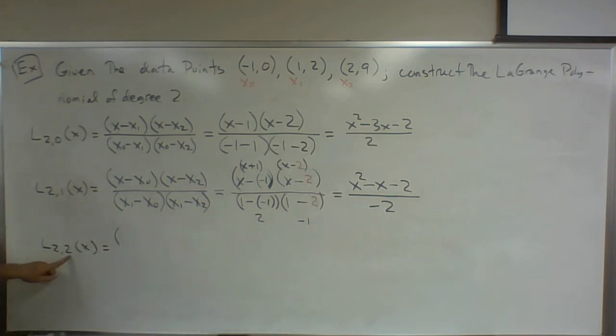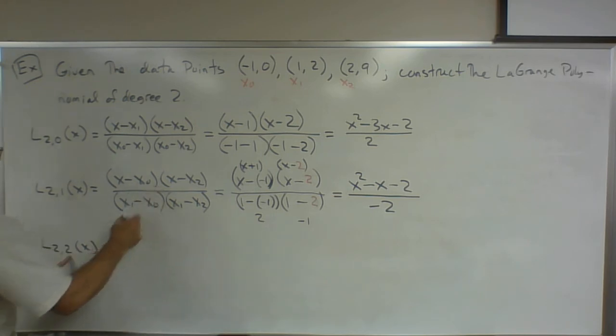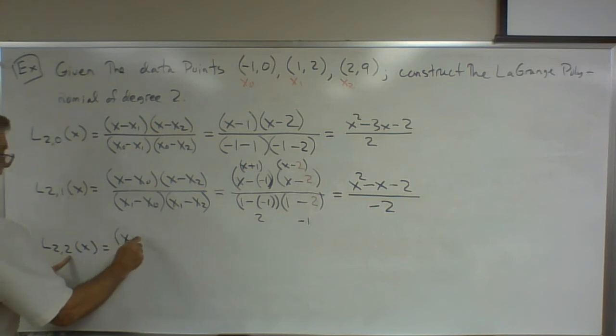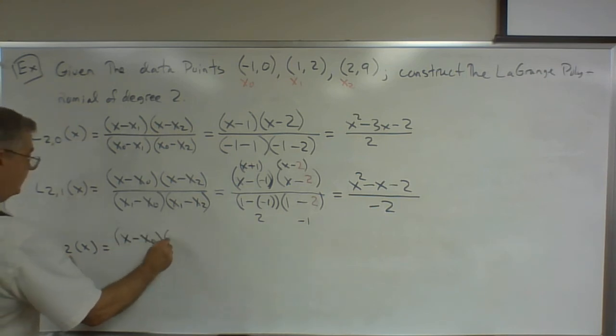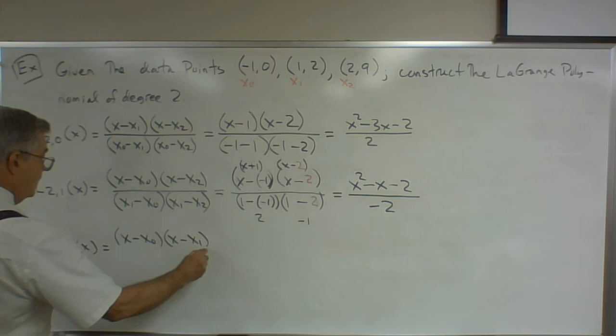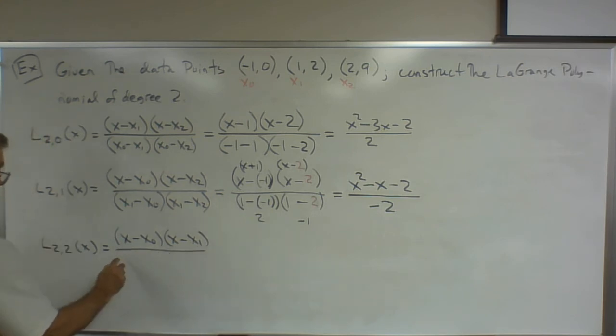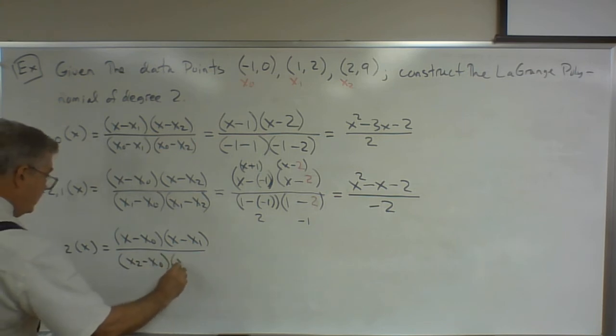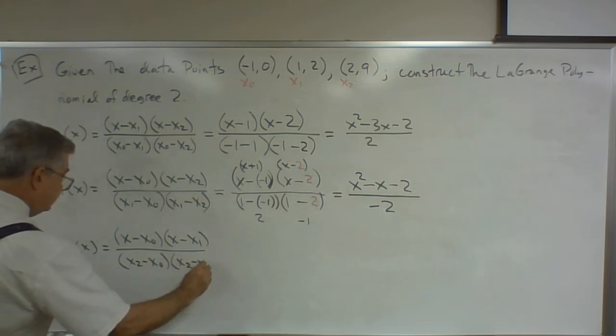And the subscript here is 2. So x minus x2 is going to be missing up top. We'll have x minus x0, x minus x1. And on the bottom, we'll have x2 minus x0, x2 minus x1.